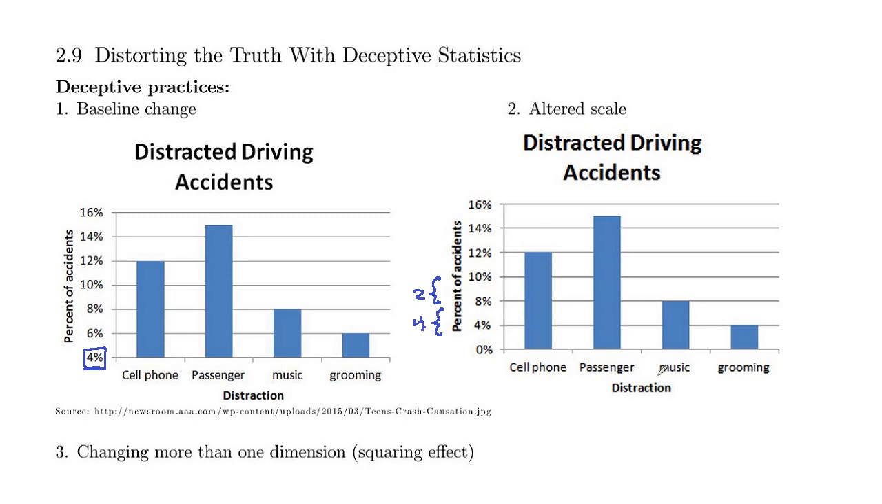Cell phone at 12%, music at 8%. It looks like 12% is twice 8. It looks like 12% is 4 times as much as 4%. So again, we want to have a consistent scale on the vertical as well as the horizontal.